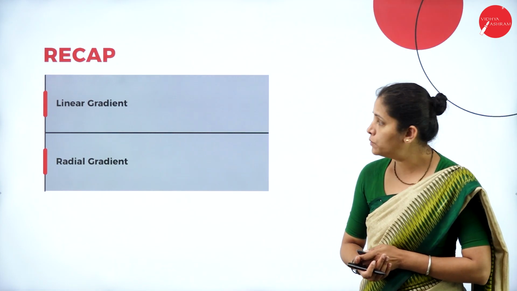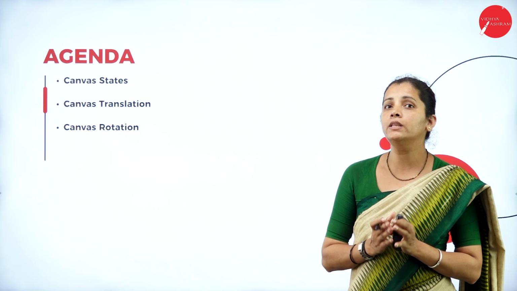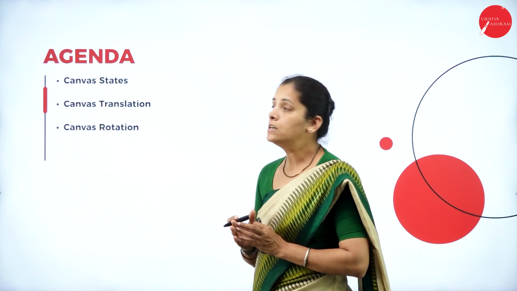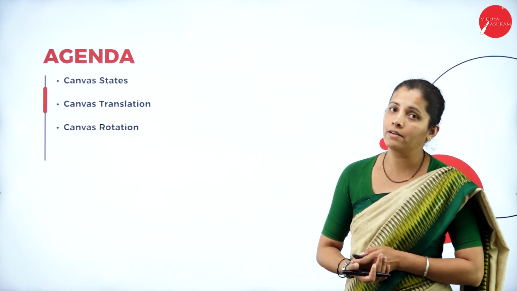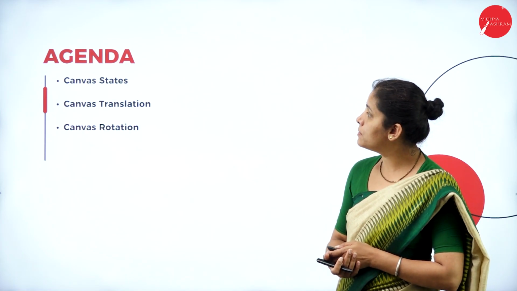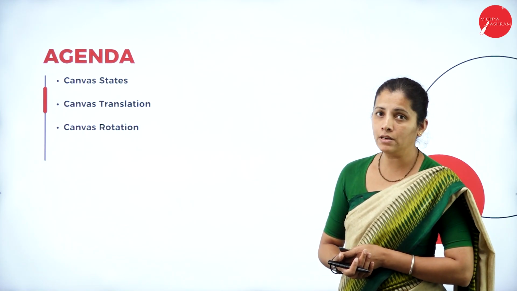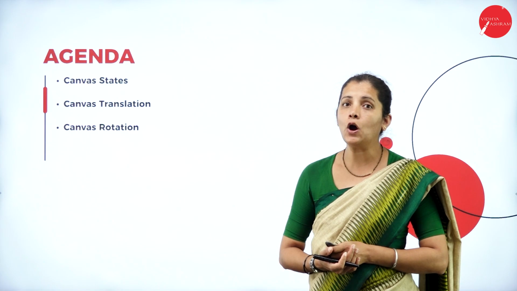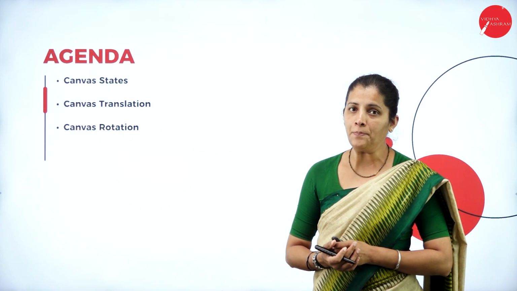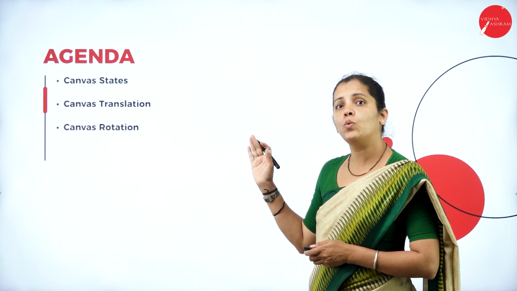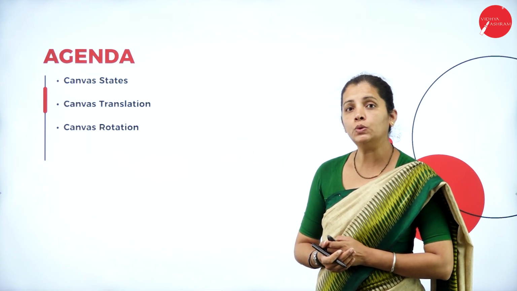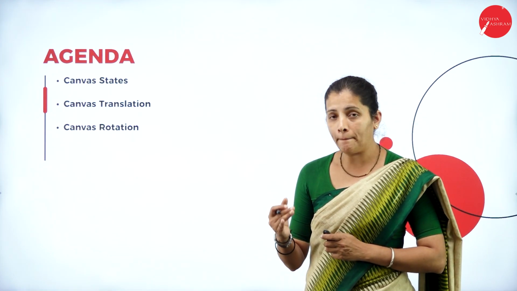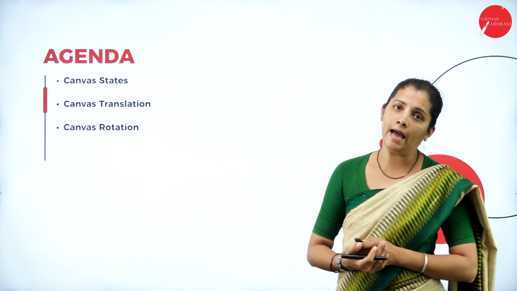Okay, fine. But in my today's session, I'm going to deal with two more important topics, that is canvas state, canvas translation, as well as canvas rotation. So these are some of the properties of canvas. So what is canvas? Canvas is nothing but the rectangle area on the web page, and HTML5 provides canvas tag to define the graphics. If I want to have the graphics on my web page, then I'm going to use the canvas tag.